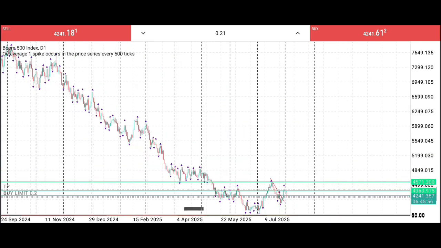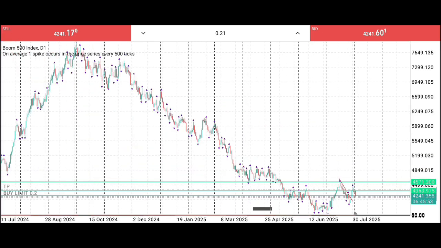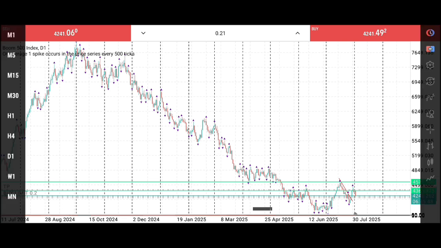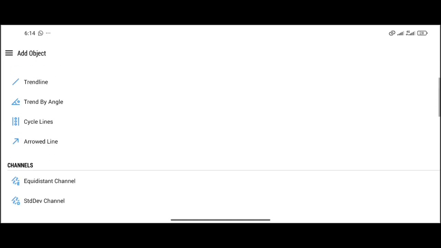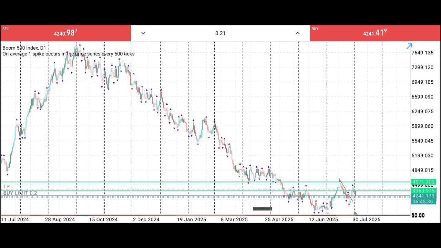Now this is okay. When we look at it from the daily time frame, we see that this Boom 500 has been on a downward trend for a while. Let me use this arrow tool to point to the last point there. We have been on a downward trend, and then there's a higher low here. Then after this higher low, a lower low was formed.